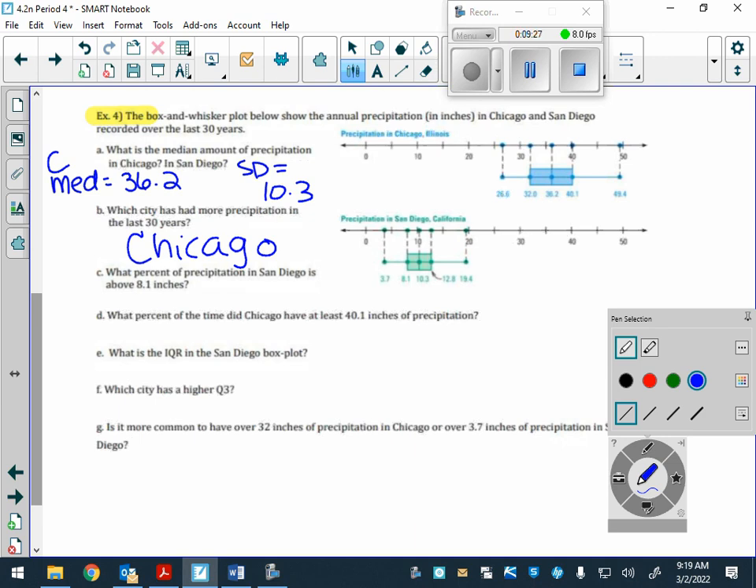What percent of precipitation in San Diego is above 8.1? Let's see, Ryder. 75, good. How about at least 40.1 inches? Yep. 25%, good. What is the IQR in San Diego? Let's see, Campbell.